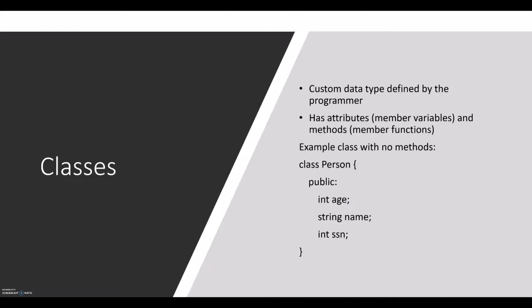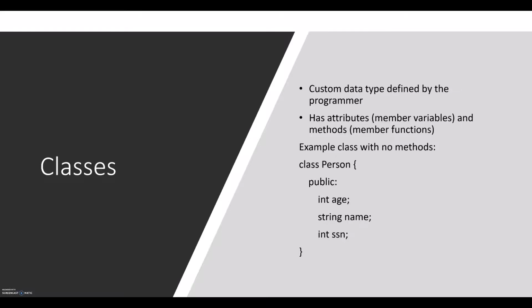What is the public keyword? This is called an access modifier. By indicating public here, a person's attributes are accessible and modifiable with no restrictions to outside classes and functions. We'll talk more about access modifiers in the future.